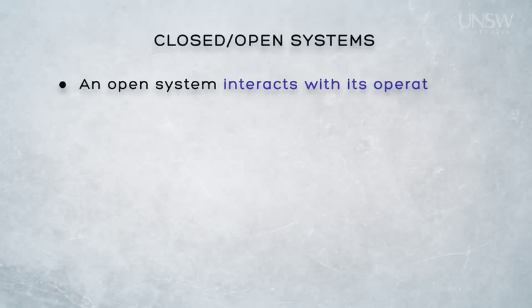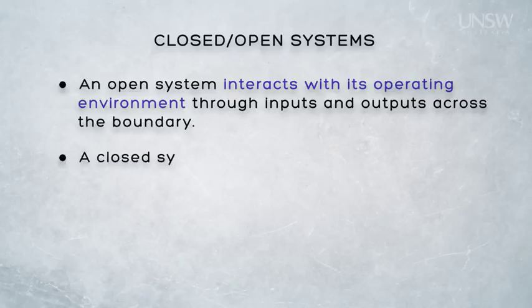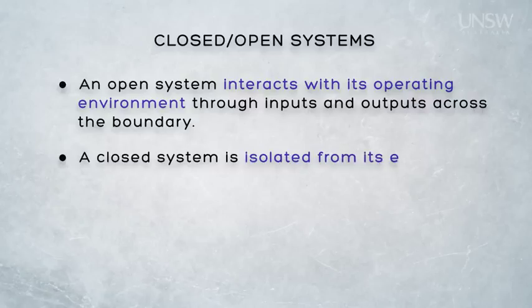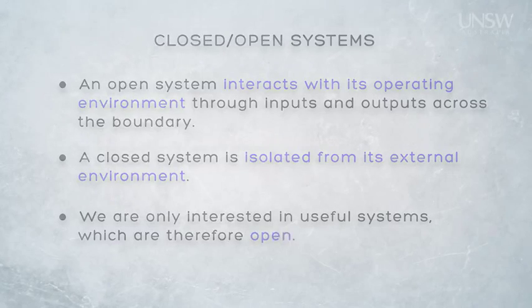An open system interacts with its operating environment. That is, it's open. It accepts inputs from that environment across its boundary and returns outputs across the same boundary back into its external environment. A closed system, on the other hand, is isolated from its external environment. We are only interested in useful systems, which must therefore be open.